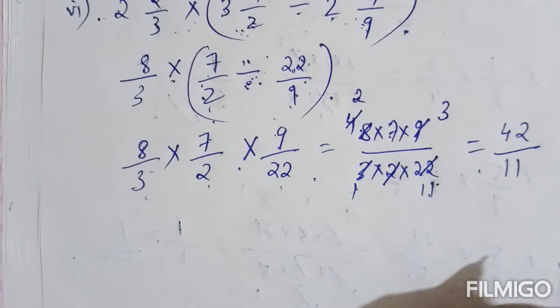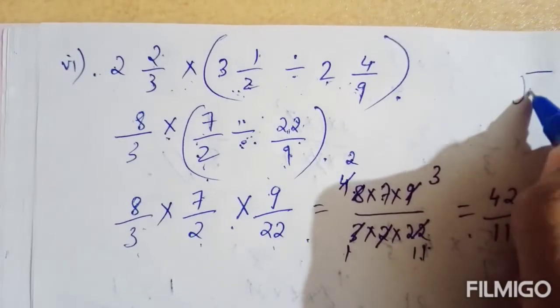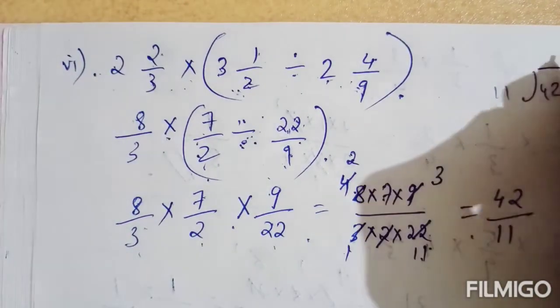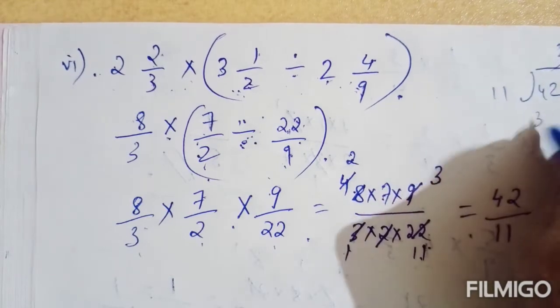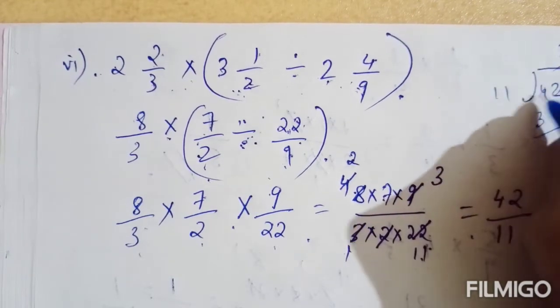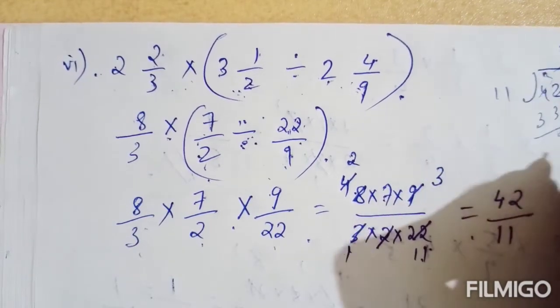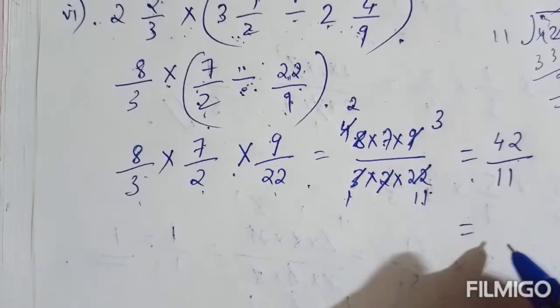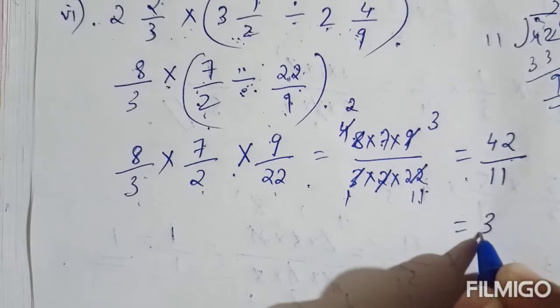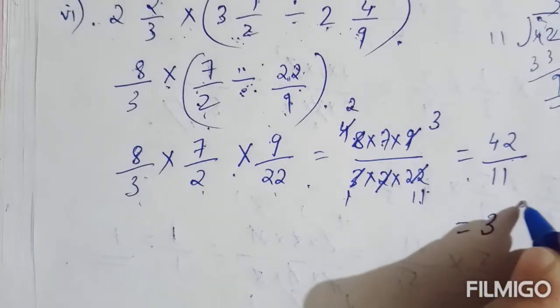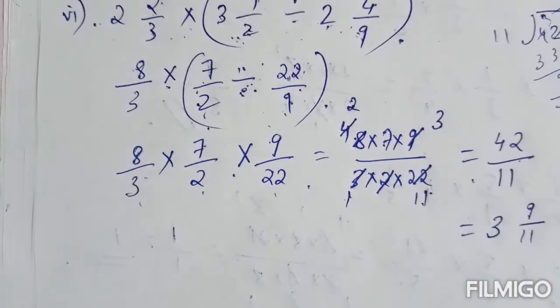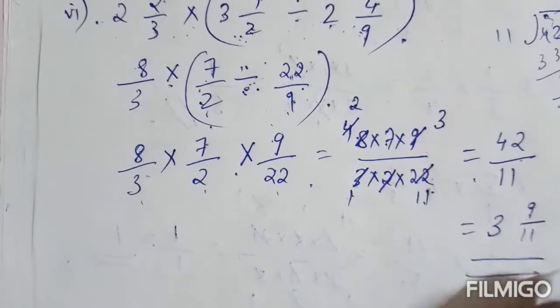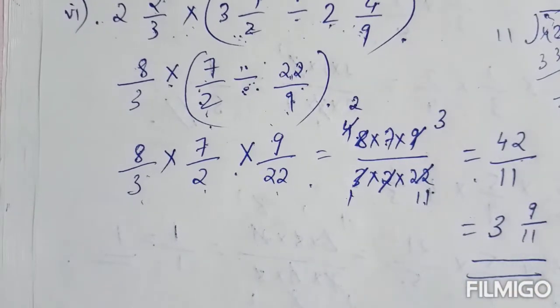This is an improper fraction. So divide 42 by 11. 11 into 3, 33. You will get a 9 remainder. So on converting this to mixed fraction, you will get 3 as quotient. Then remainder by divisor, it will be 9 by 11. So 3 9 by 11 will be the answer. Okay.